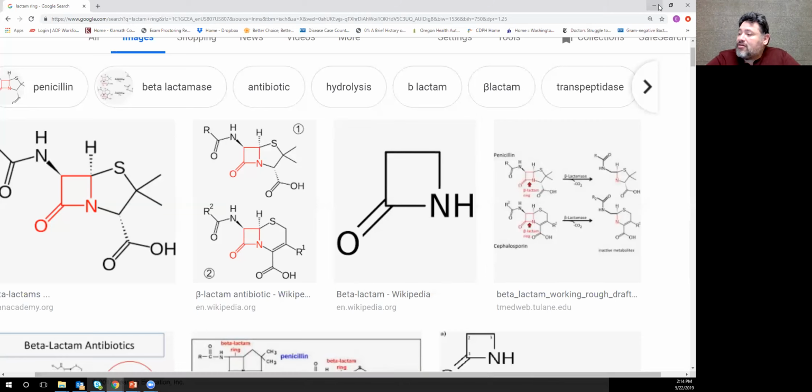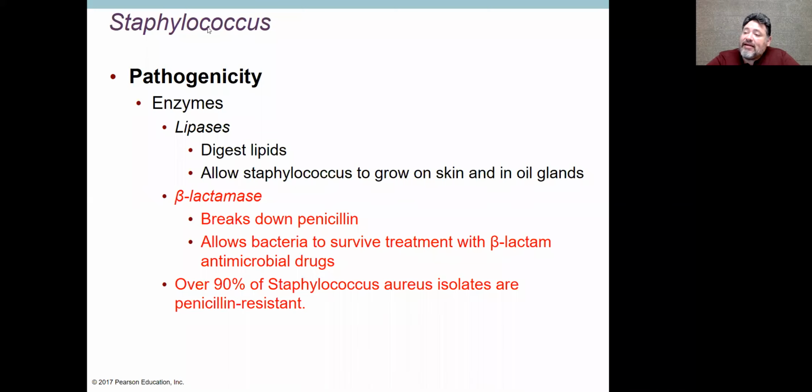Okay, so what? Well, the so what is that many Staphylococcus produce an enzyme called beta-lactamase, whose sole purpose is to break that lactam ring, rendering the antibiotic useless. It still gets taken in, but now that the lactam ring is not there, it doesn't cause any havoc. Okay, so it breaks down penicillin. This allows the organism to live in the presence of antimicrobial drugs.